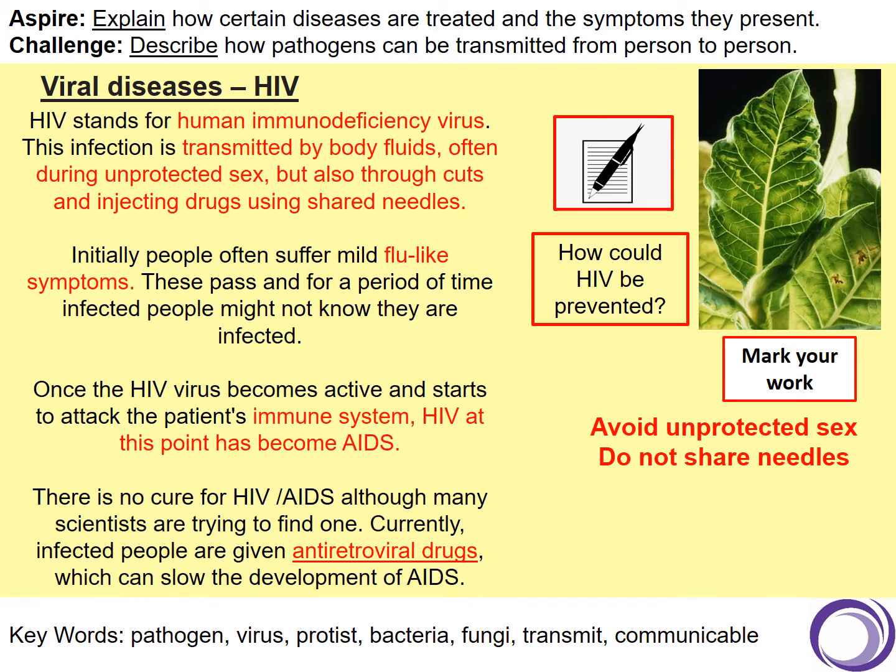So guys, the question was, how could HIV be prevented? And obviously the first thing that I told you was that it's transmitted by bodily fluids, often during unprotected sex, also through cuts and injecting drugs using shared needles. So a way of preventing HIV would obviously be to avoid unprotected sex, so to use condoms or abstain from having sex with somebody, and also not to share needles.